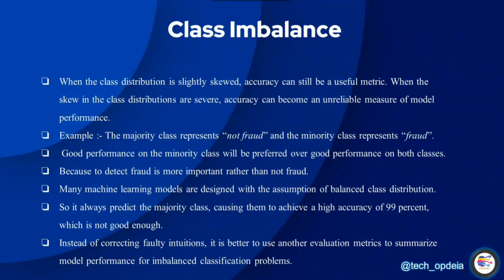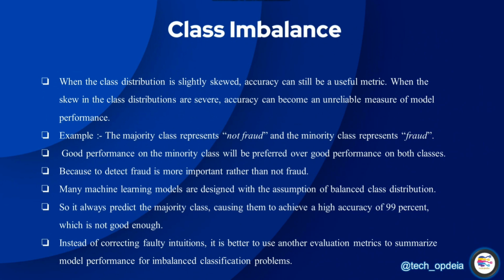Good performance on the minority class will be preferred over good performance on both classes, because we need to detect fraud with our model. It is important to predict the fraud transaction rather than the not fraud transaction. So we have to consider the most important thing to predict for our model, because detecting fraud is more important than not fraud.